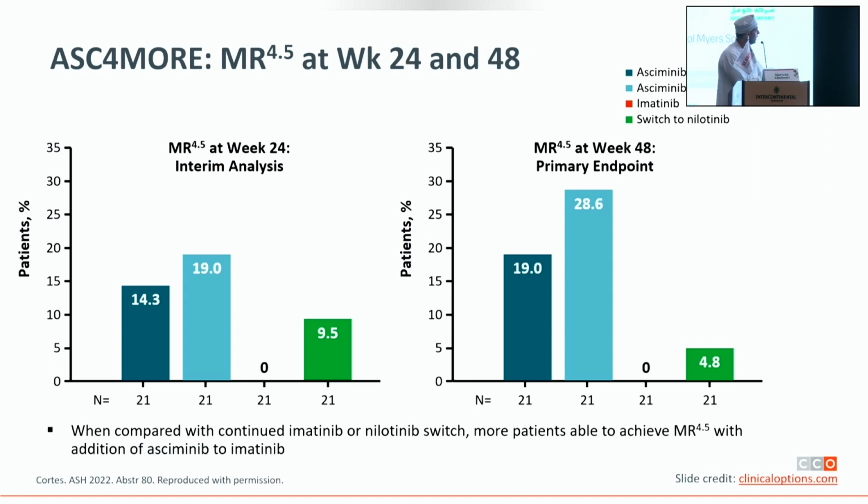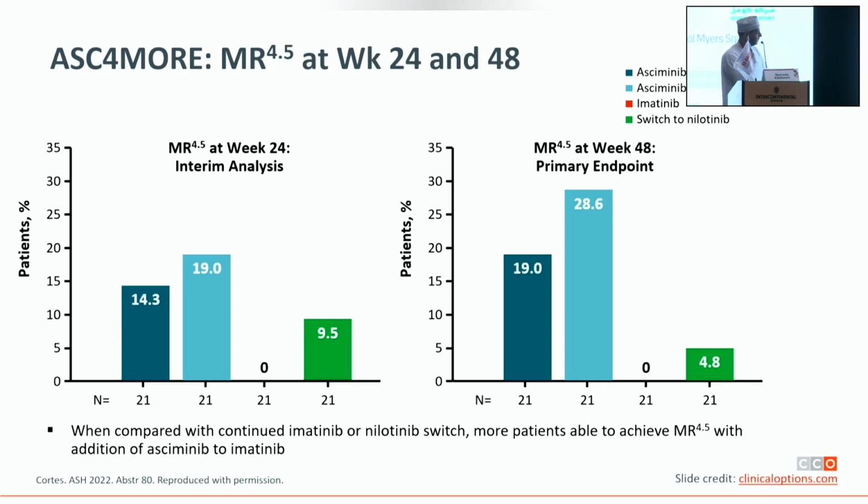Responses. So the primary endpoint is at 48 weeks, but here this is 24 weeks, and the other one is 48 weeks. 14% for adding asciminib 40 milligram, and 19%. And then again, adding a higher dose of asciminib, 60 milligram, when you look at the 48 weeks, this has slightly increased from 14 to 19 and from 20 to 28%.